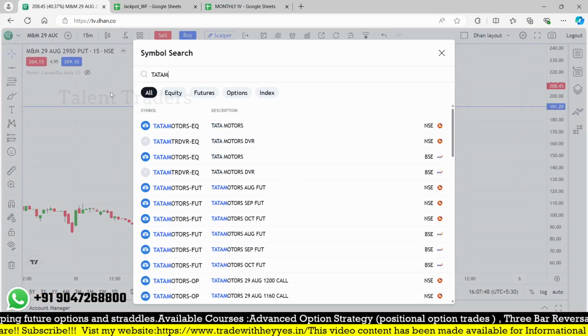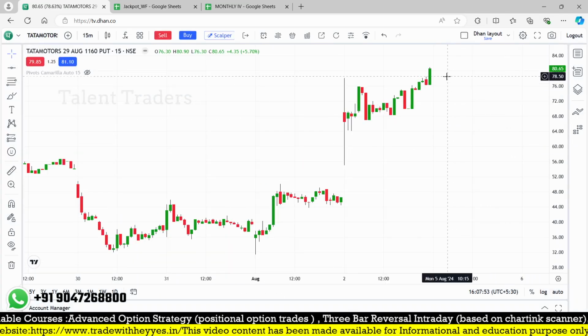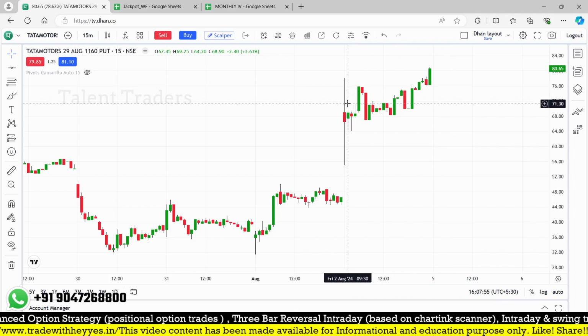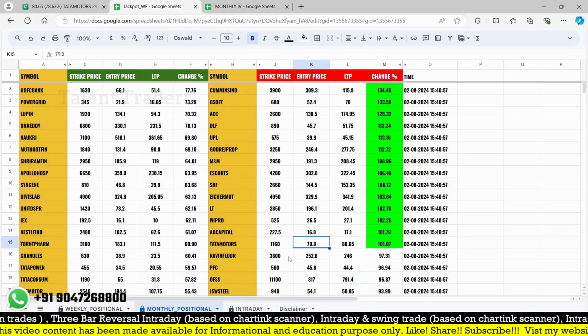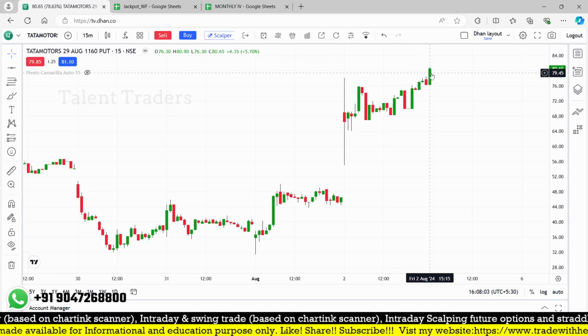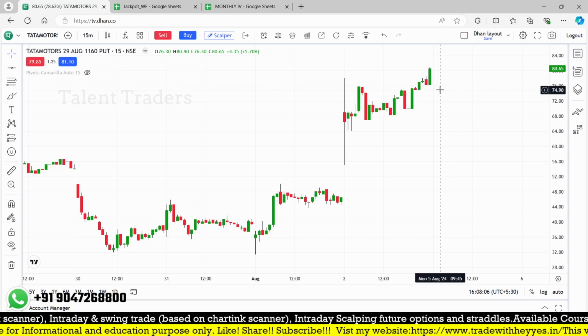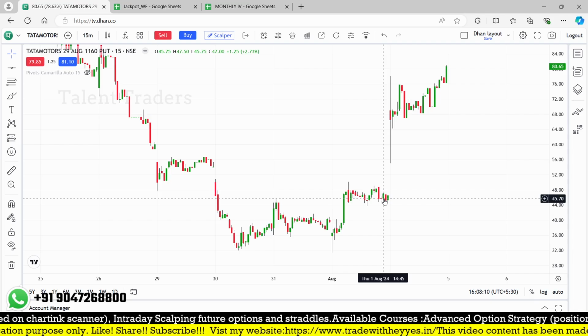Tata Motors 1160 put option. It was triggered exactly in the closing hour. Here in the first candle it went up to 78.05, but our entry point is exactly 79.8, so it was not triggered then. Now in the closing candle, around 3:15 to 3:30, it is triggered. So maybe as a positional one which we can look at continuously tomorrow.